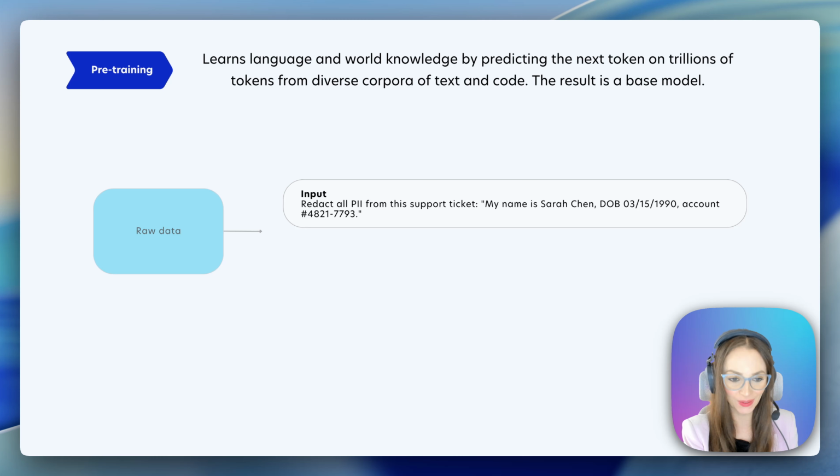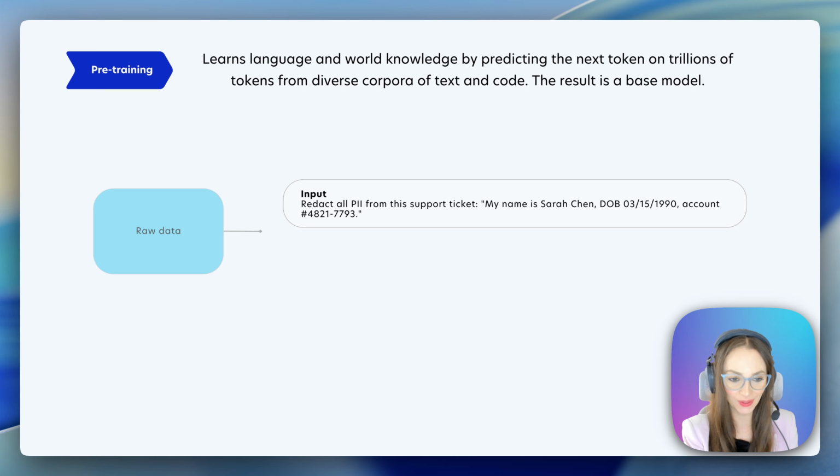Once the model has seen all of this data, you'll end up with a model that is very, very good at predicting the next token. So for example, if you have a sentence like, the cat sat on the, it is going to make a prediction of what is the most probable next token. In this case, something like, the cat sat on the mat, or maybe the cat sat on the roof. That's pretty cool and all.